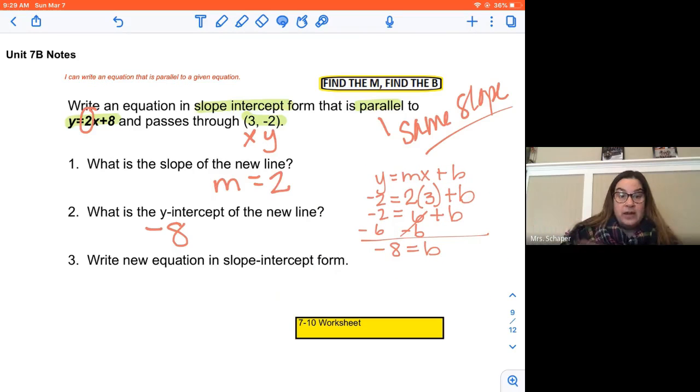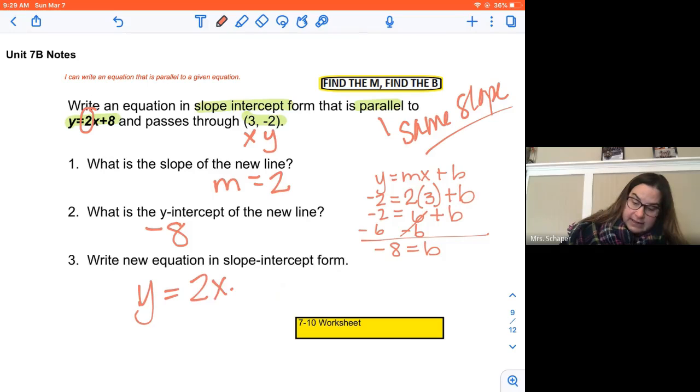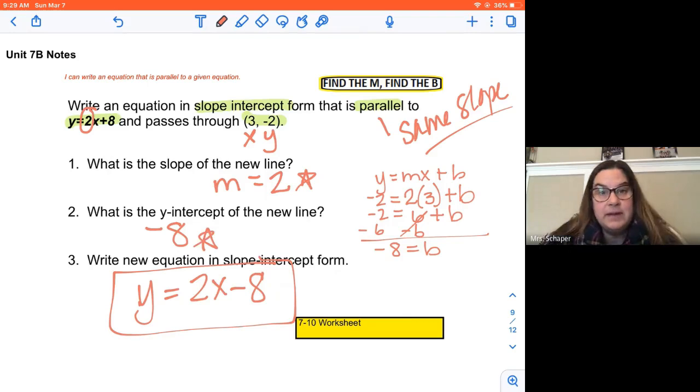Now, the new equation of the line in slope-intercept form is y equals 2x minus 8. I substitute in my m, I substitute in my b, and I get the equation, right?